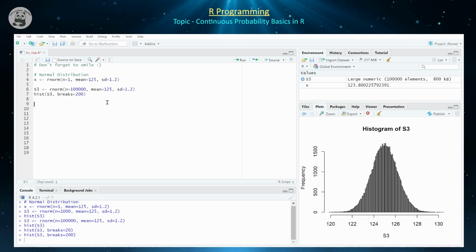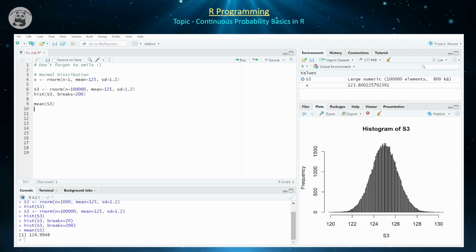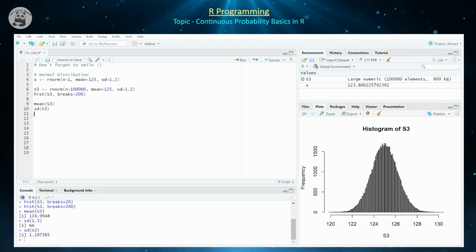So obviously we are sampling from a distribution with mean 125 and a standard deviation of 1.2. Therefore, if we take the mean and standard deviation of this sample, we're not going to get exactly 125 and 1.2. The mean here is 124.9948, which is arguably close to 125. The standard deviation typically is going to be farther away than the mean is. But notice that when we take the standard deviation of sample set S3, we have a standard deviation of 1.1974, which one could argue is close to 1.2. But obviously, that's our sample mean and sample standard deviation, and that's our population mean and population standard deviation.